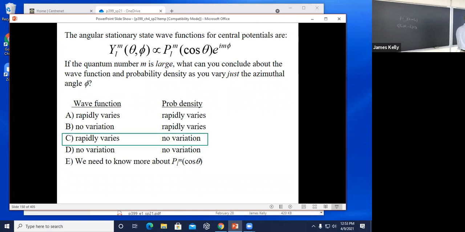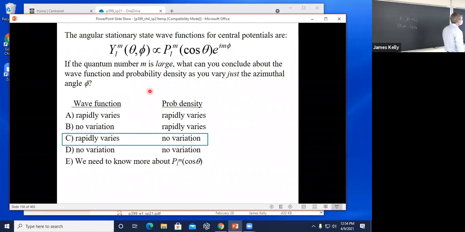Yes, so Yi-Chen is saying the probability density is the magnitude squared of the wave function. We're given the relevant part of the wave function here. So yes, when we take the magnitude squared of the wave function, all the phi dependence goes away. And that is always true, no matter which state you're in, doesn't matter what n, l, and m are. There's never any phi dependence of the probability density. It's always constant as you move around in phi.